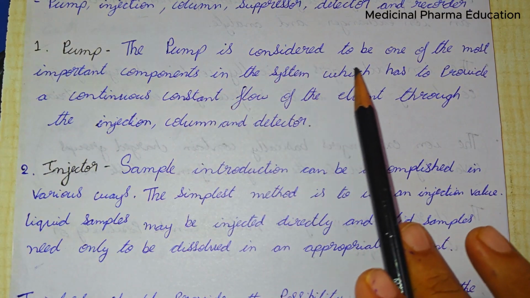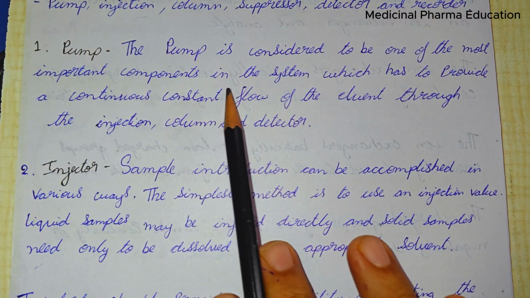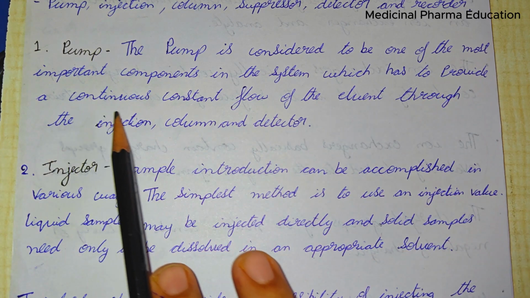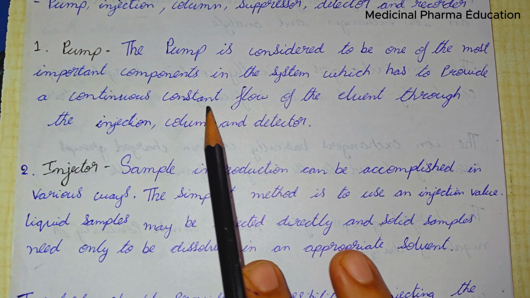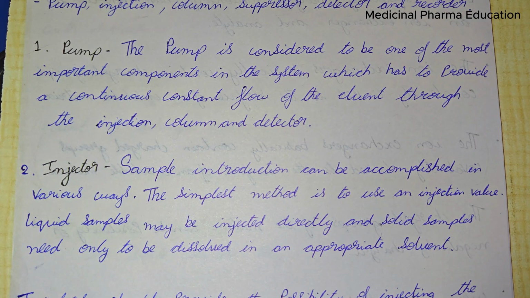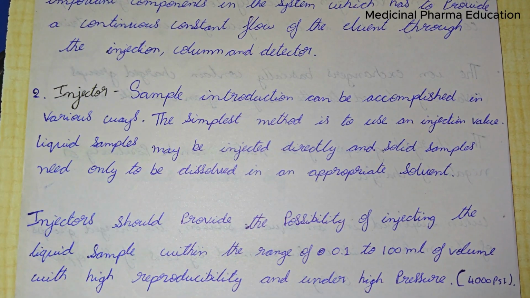Pump. The pump is considered to be one of the most important components in the system, which has to provide the continuous, constant flow of the eluent through the injection, column and detector. A pump means it pumps the mobile phase. Okay, next, injection. Injection is to introduce the sample.